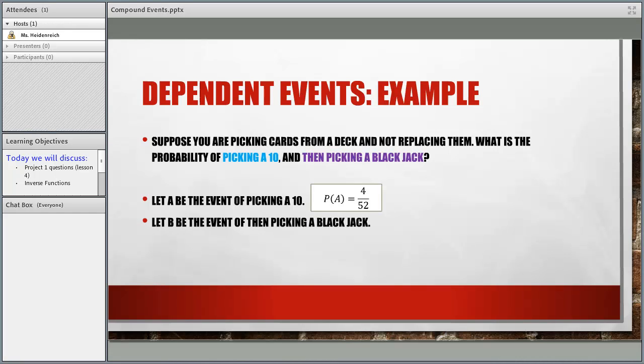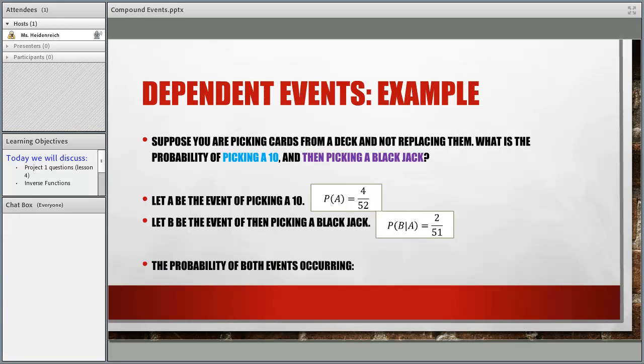The probability then of picking a blackjack, given the fact that we've already selected a 10, is 2, because there are 2 blackjacks, since there are 2 suits that are black, and each of those suits has a jack in it. But now there are only 51 cards, so in this case, just our denominator has changed. Sometimes we need to be careful. Sometimes the numerator will have changed if the 2 events are also overlapping.